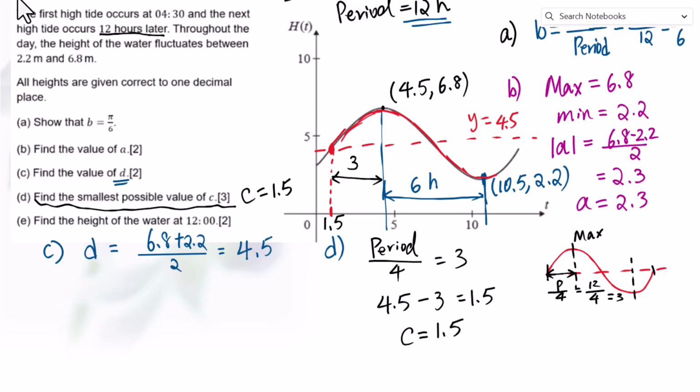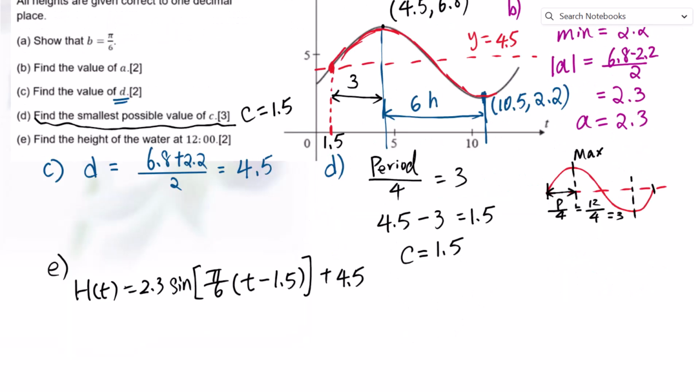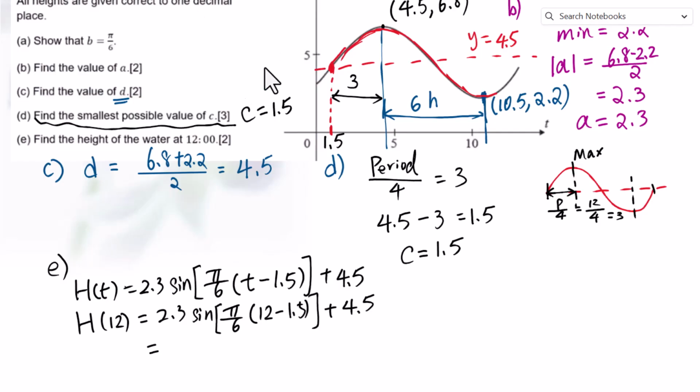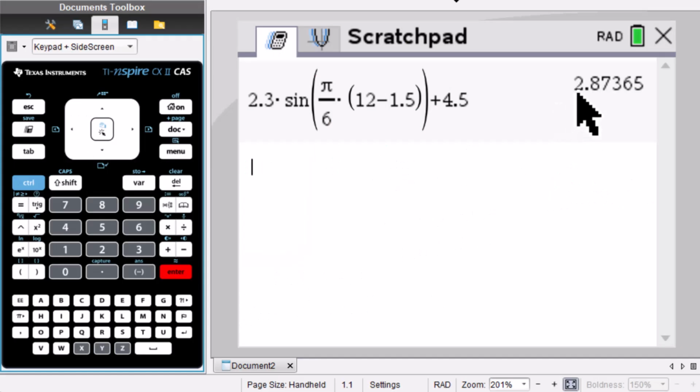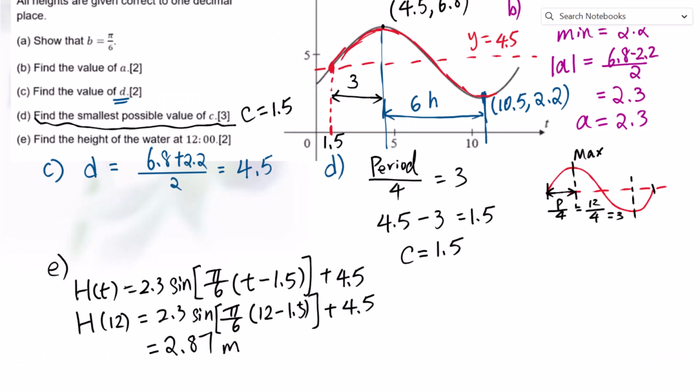Let's go to E. Find the height of water at 12 o'clock. We are looking for h of 12. Let's plug into this function. Let's go to calculator. Answer is 2.87 meters.